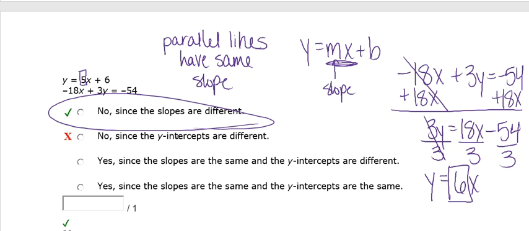You picked one about y-intercepts. It actually doesn't matter what the y-intercepts are. Y-intercepts will be completely different for parallel lines, and it doesn't matter that they're different. It also doesn't matter if they're the same. If they're the same, it's the same line.